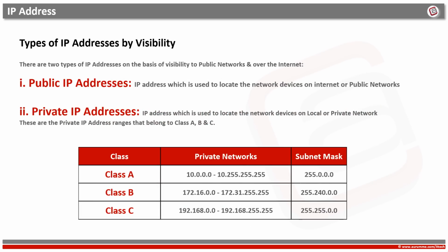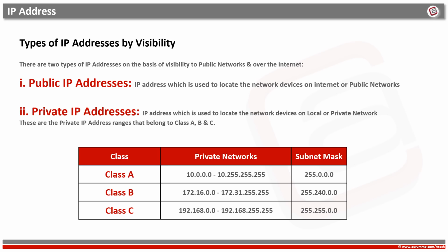The next and last type of IP address classification is by visibility: public addresses and private addresses. An IP address which is used to locate network devices on the internet or public networks is called a public IP address. This is the address which is assigned to our home internet connection or our mobile phone by our service provider. You can check it by going to Google and typing, what is my IP address, and then you can find it.